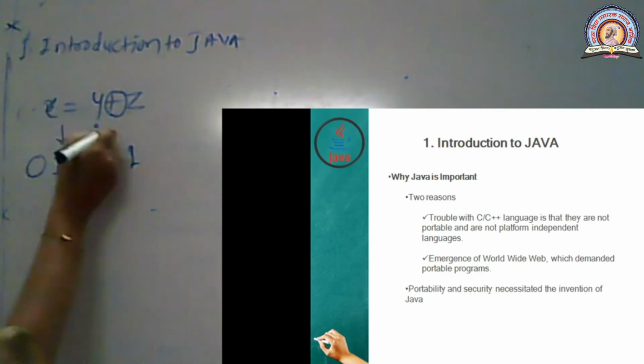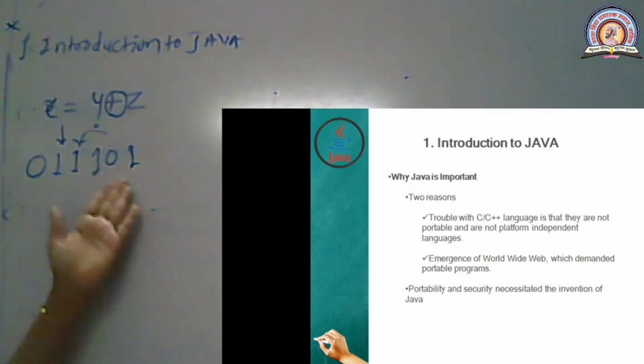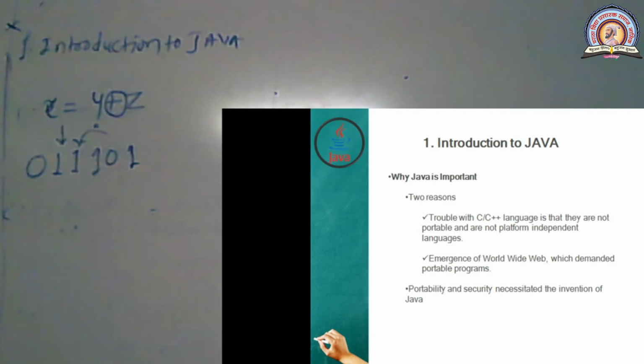And the result is stored in the A register, suppose. Now this is the machine code for the given instruction x equals y plus z, which is in terms of ones and zeros only. Understand? And then it will be recognized by our computer system and executed, and we get the result.